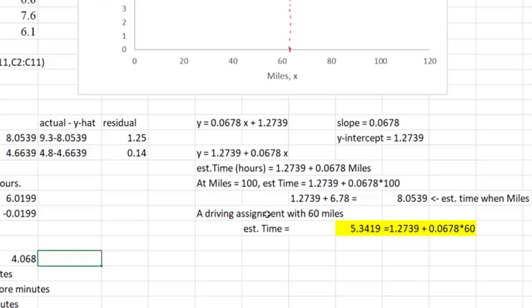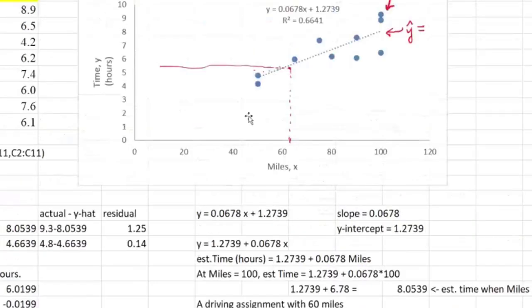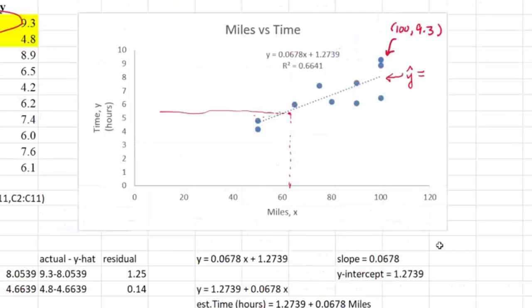Okay, now what about this number, 1.2739? That is the number over here. If I were to extend this line, over here is the y-intercept, and that should be about 1.27. So that should be your b sub 0, or the y-intercept, 1.27. That says that when miles is equal to 0, we expect the y value to be about 1.27.